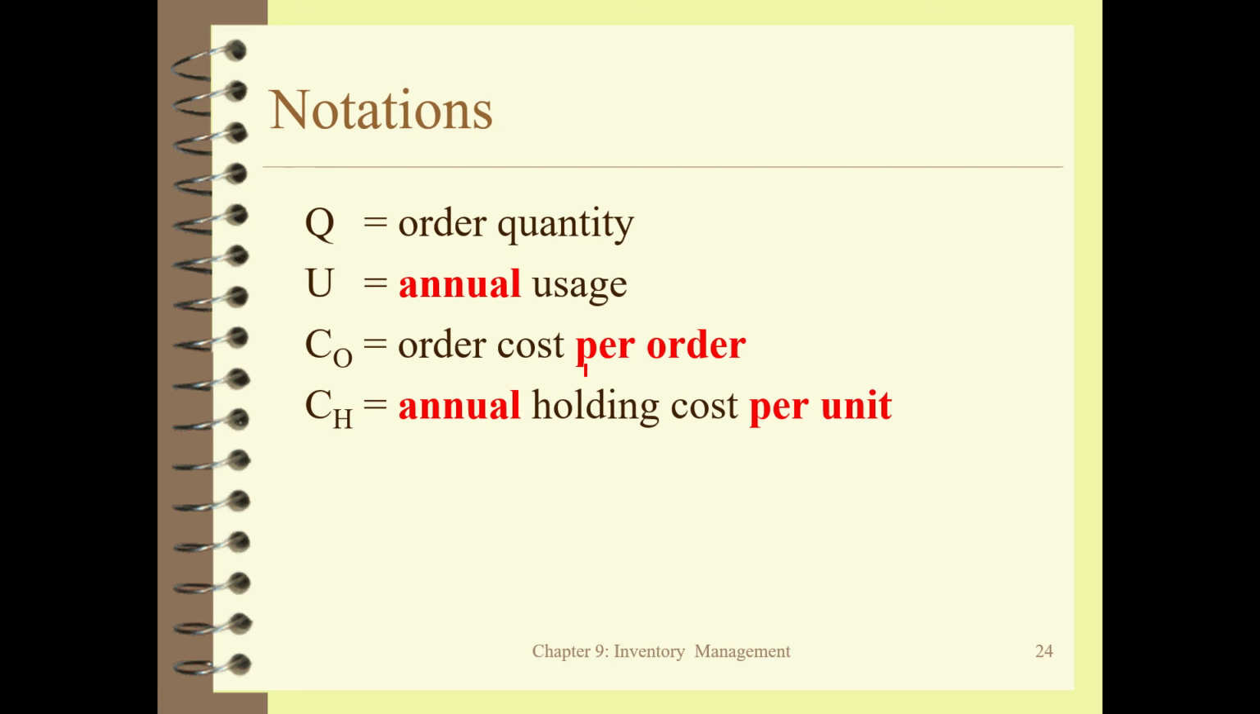The notation that we are going to use in order to calculate the EOQ is: Q is the order quantity, U is the annual usage rate, and CO is the order cost per order. CH is the annual holding cost per unit. Don't forget that everything has to be converted to annual, okay, holding cost and usage, right?